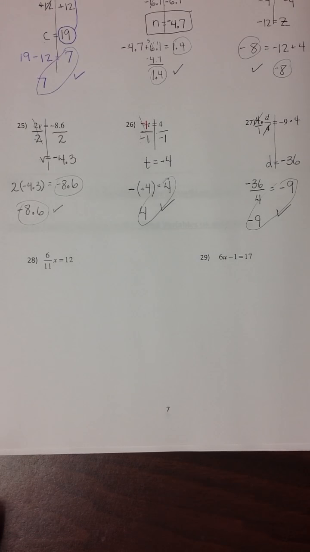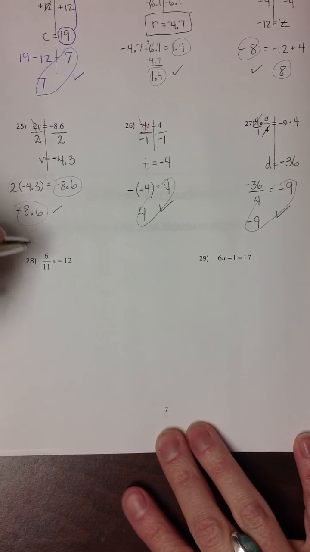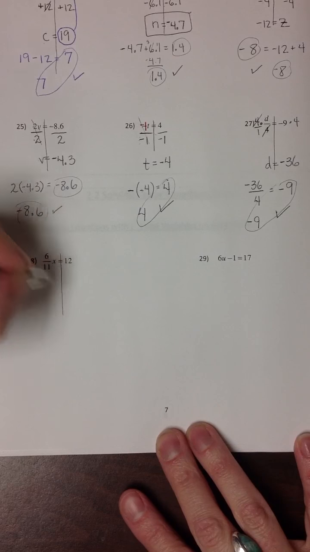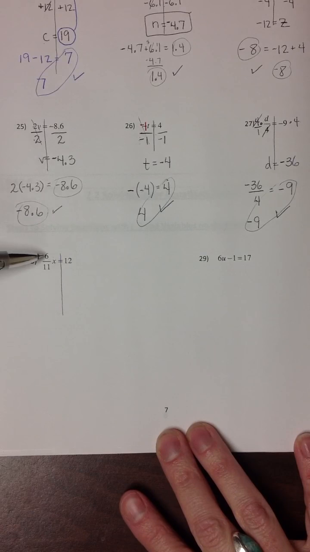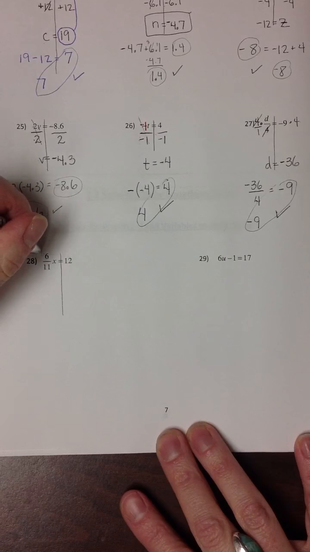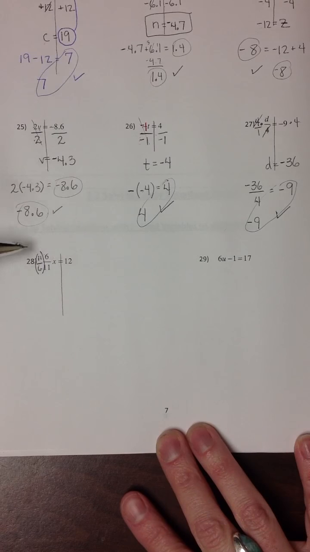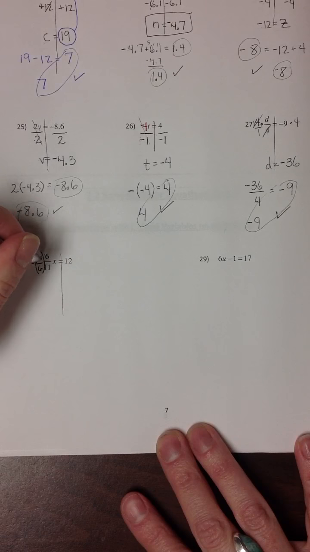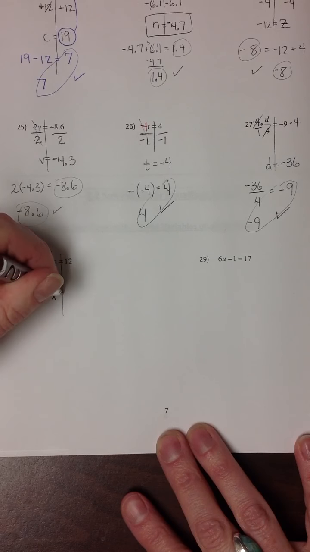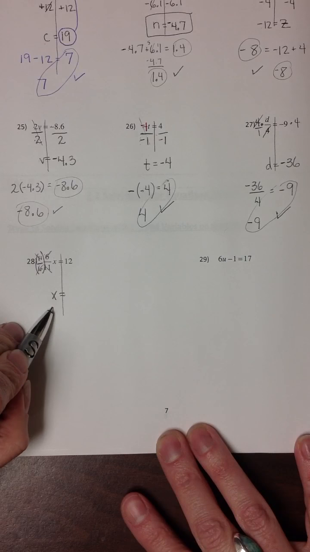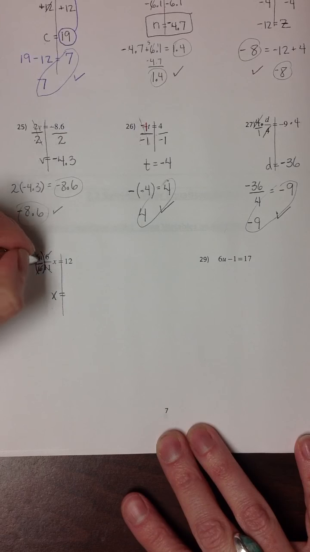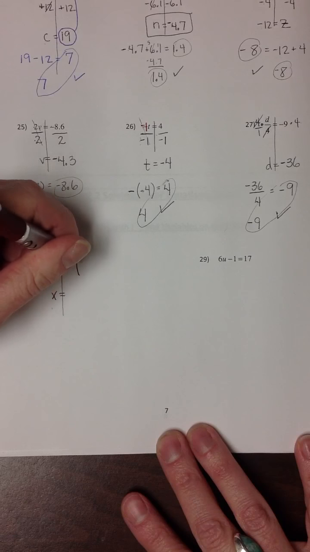These last four examples may involve more than one step. In the first one, in order to get x alone, I need to get rid of a 6/11. So I'm actually going to do my multiplication and division at the same time. If I multiply by the reciprocal of 6/11, which is 11/6, the 11s will cancel out, the 6s will cancel out, and I'll have just an x left on the left side. But if I do that on this side, I need to do the same thing on the other side.